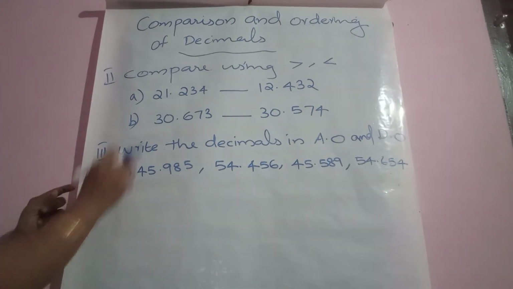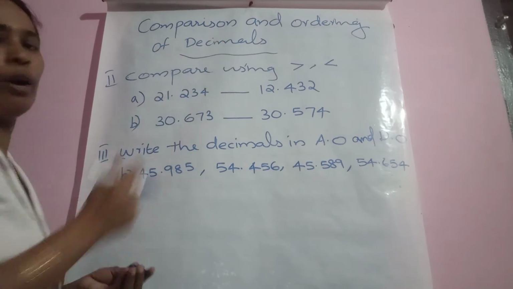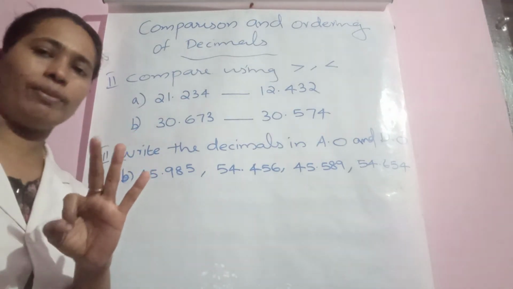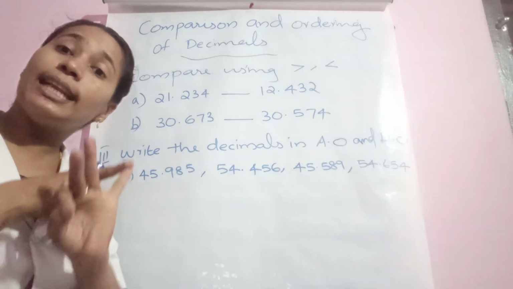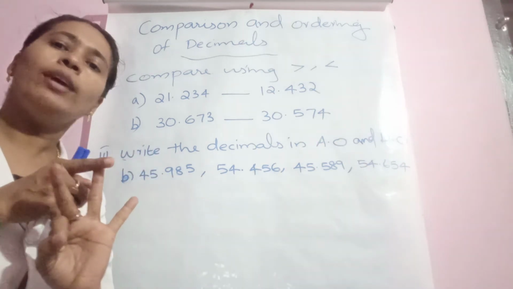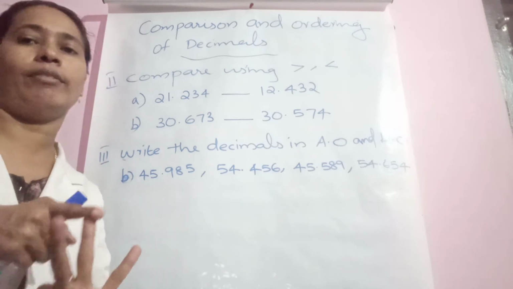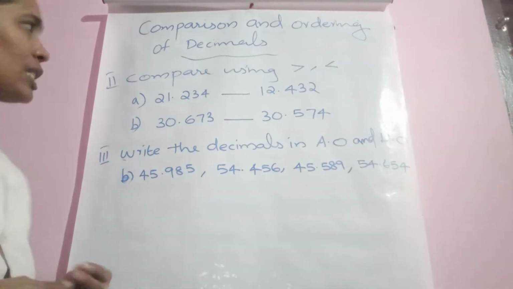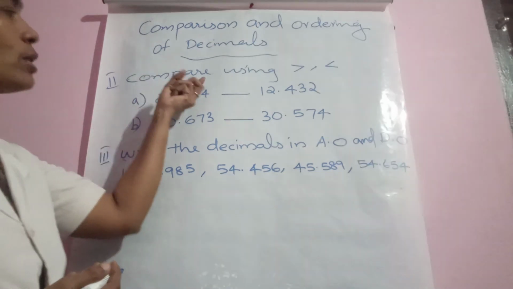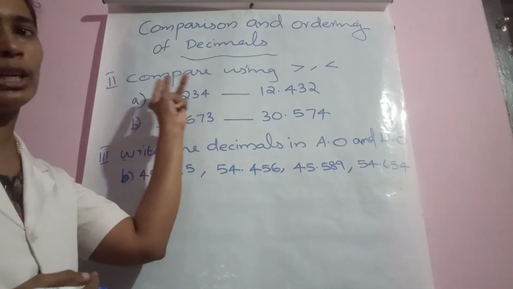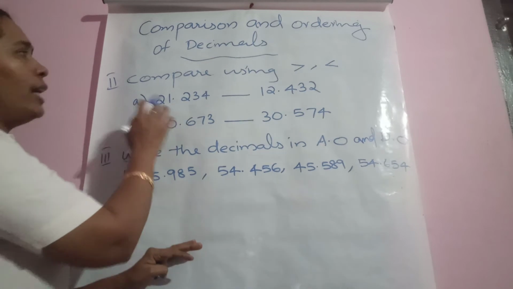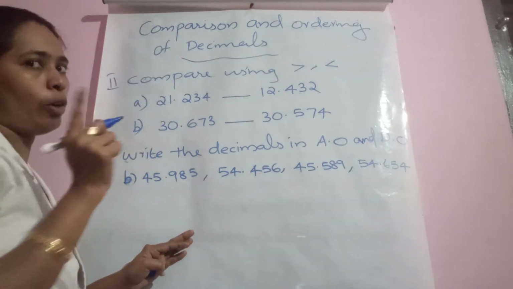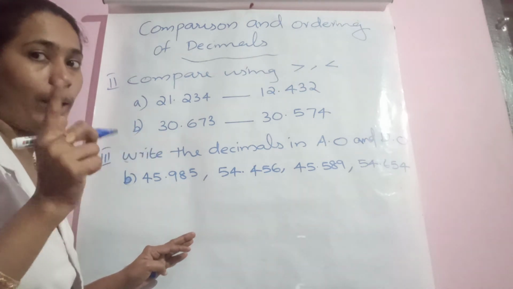So let us continue. Comparison and ordering of decimals. Comparison is already clear to you. There are only 3 options. Either the first one is less than the second one, or the first one is greater than the second one, or the first one is equal to the second one. So let us see. We can do 2 questions to compare. First one, A, checkpoint question 2. Teacher is doing only 1 question, 2 questions you have to answer yourself. Okay.